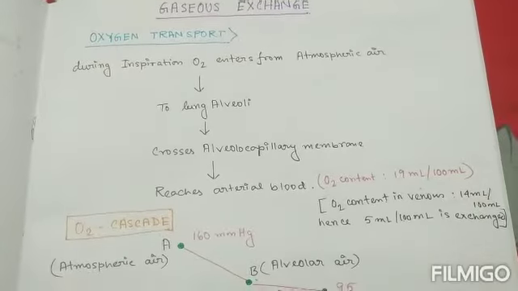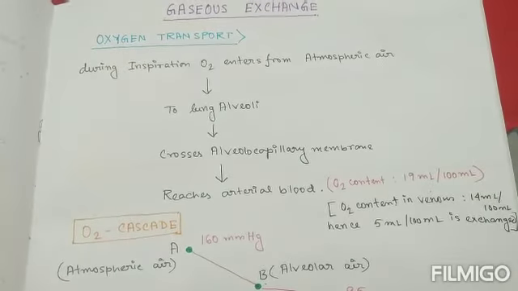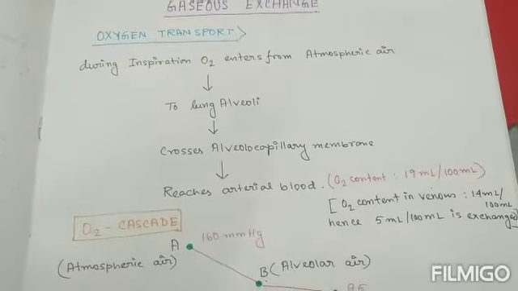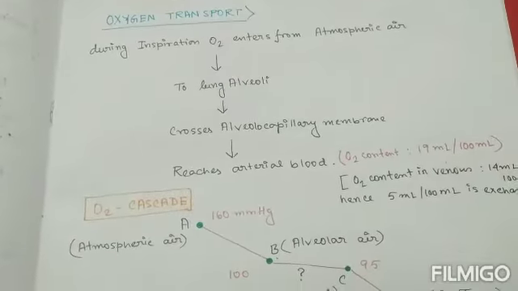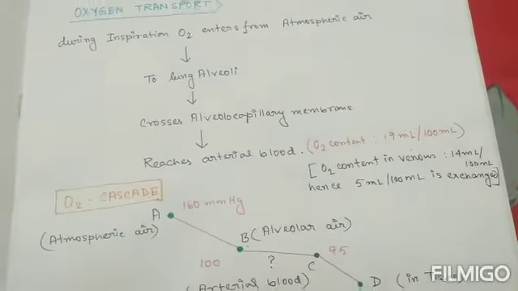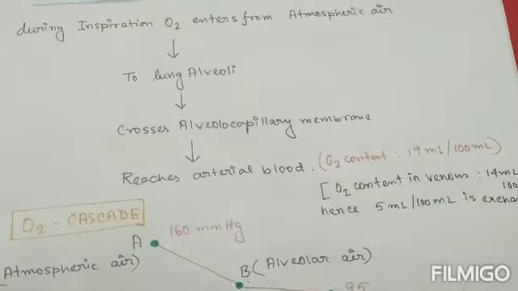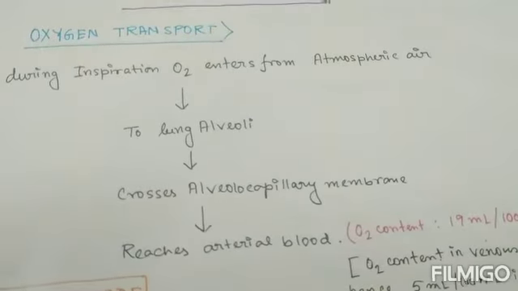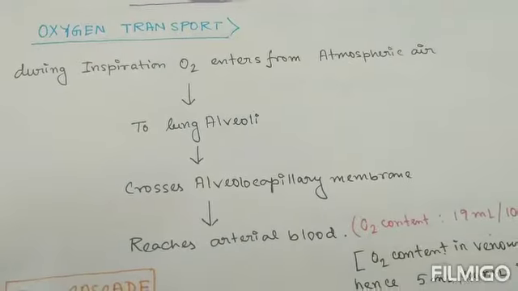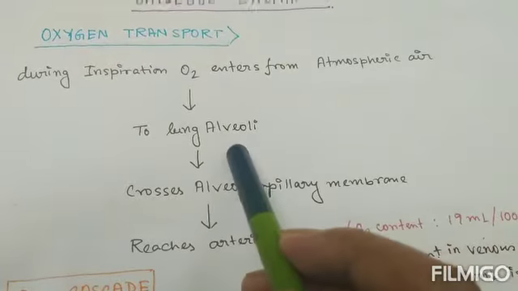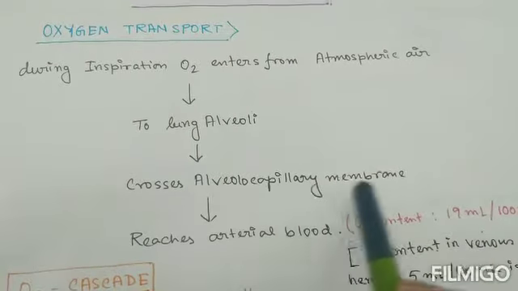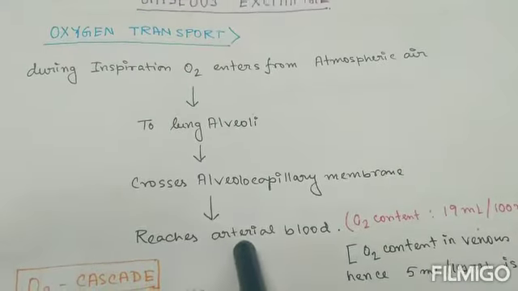And in two places, that is from alveoli to blood and from blood to tissue, on these two sides there is exchange between these two gases, and we'll look at this one by one. First, oxygen transport. During inspiration, oxygen enters from the atmospheric air to the lung alveoli. It crosses the alveolo-capillary membrane to reach arterial blood.